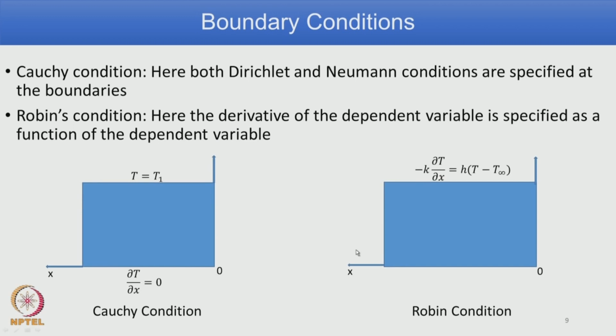There is also another type known as a Robbins condition, where the derivative of the dependent variable itself is specified as a boundary condition. So, in this case for example, ∂T/∂x is given as T minus T infinity with some coefficients. This is what is known as a Robbins boundary condition. Whenever you are going for a solution, you need to identify what kind of boundary condition you want to impose, whether it is a derivative boundary condition or a specific value of the boundary condition.